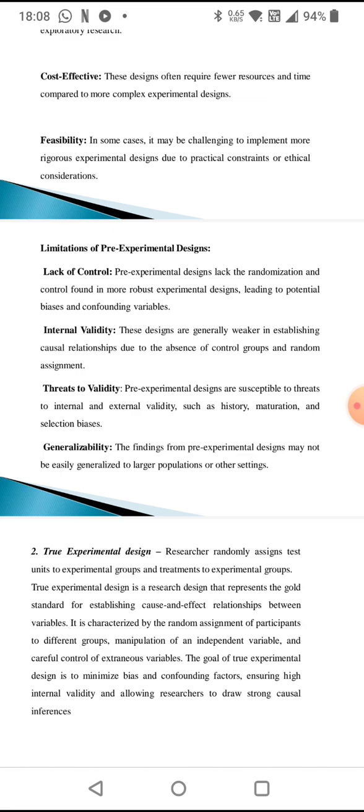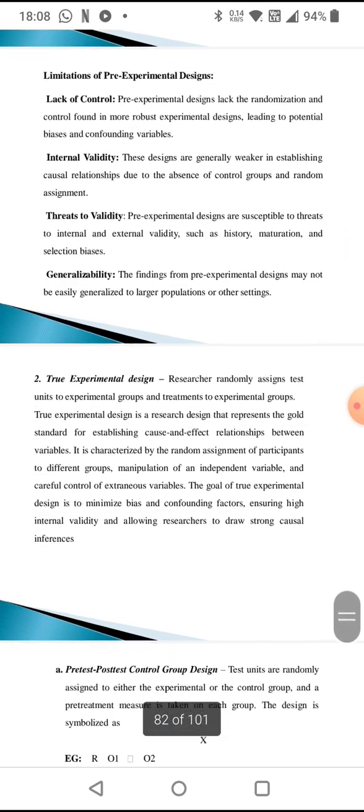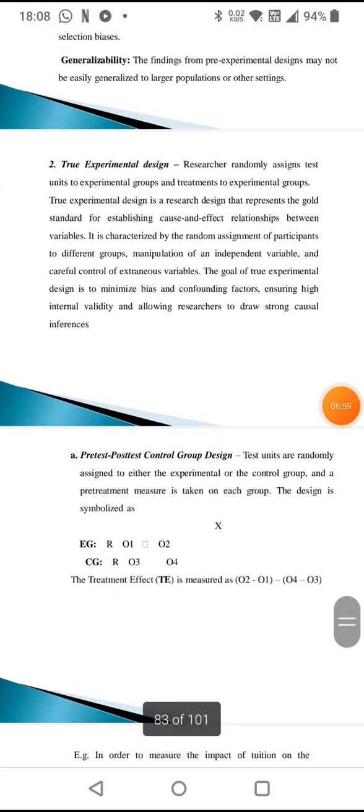designs. True experimental design. True experimental design is a research design that represents the gold standard for establishing cause and effect relationship between the variables. Again, here variables are dependent variables and independent variables. It is characterized by the random assignment of participants to different groups, manipulation of an independent variable, and careful control of extraneous variables. The goal of true experimental design is to minimize bias and confounding factors, ensuring high internal validity and allowing researchers to draw strong causal inference.